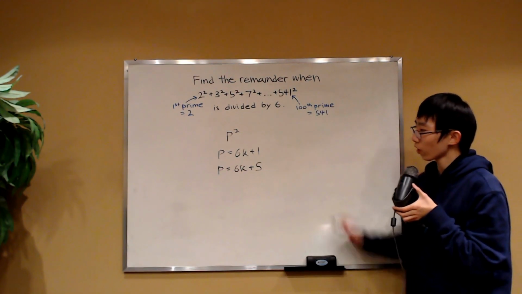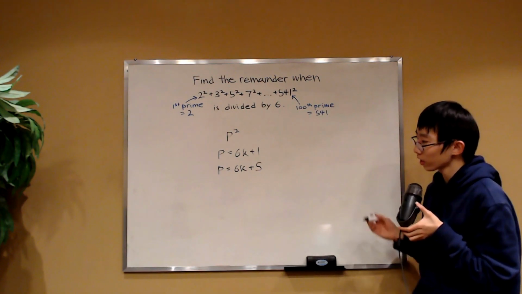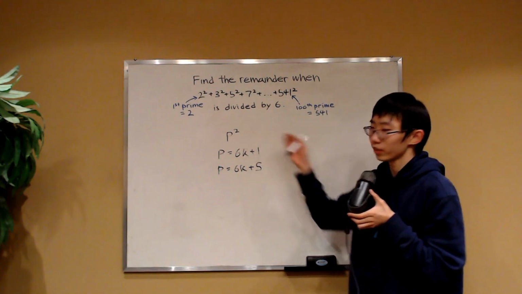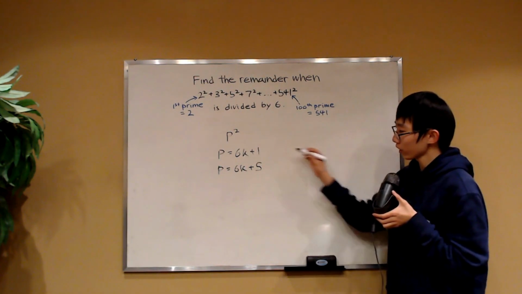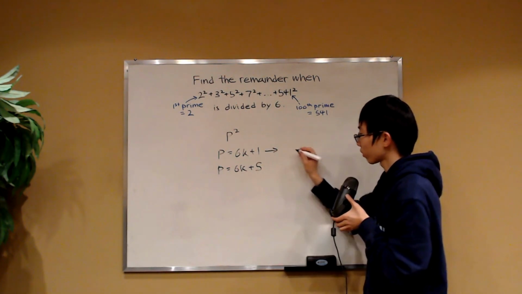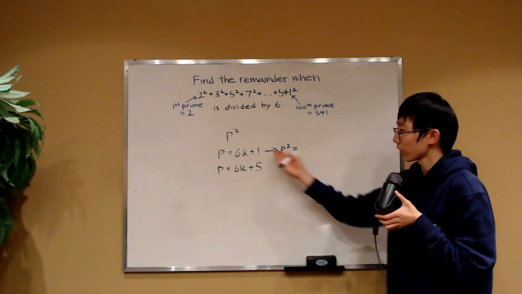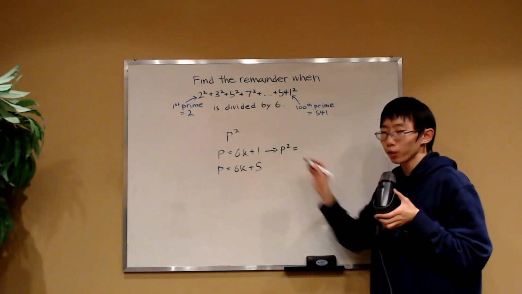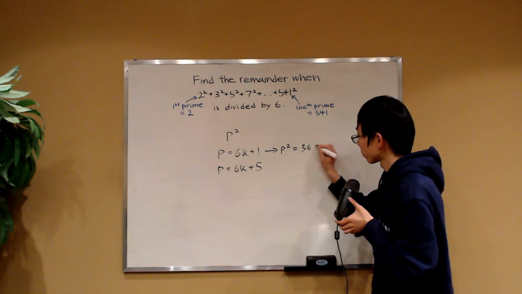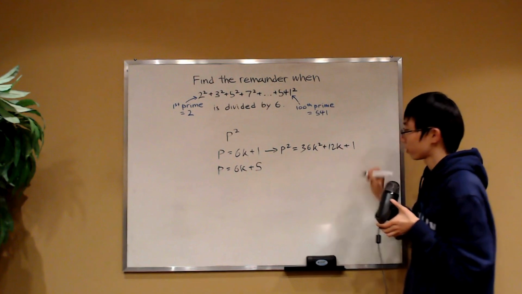So now that we have all our cases, let's square both equations, because we want to find a property for p squared. So if we take this first equation and we square both sides, we would have on the left-hand side p squared, and this is equal to the right-hand side squared, which is a binomial squared, so you get 36k squared plus 12k plus 1.